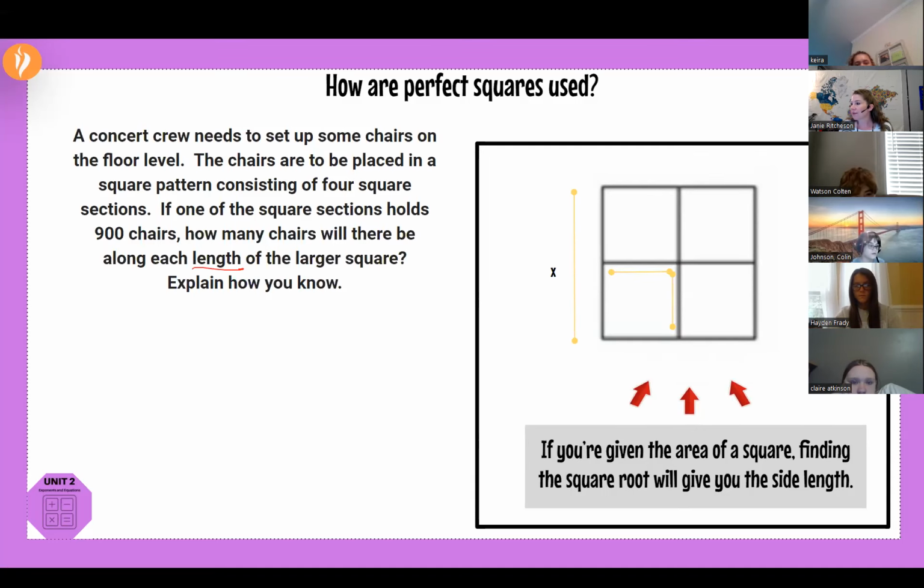A couple of you are saying 30. You're not listening to the question well. Guys, one section holds 900 chairs. This section holds 900 chairs. This section holds 900 chairs. This section holds 900 chairs. And this section holds 900 chairs. Do you understand now? The question is, how many chairs will be on this length right here? Nobody's got it? The answer is 60, everybody. 60. Where did I get 60?